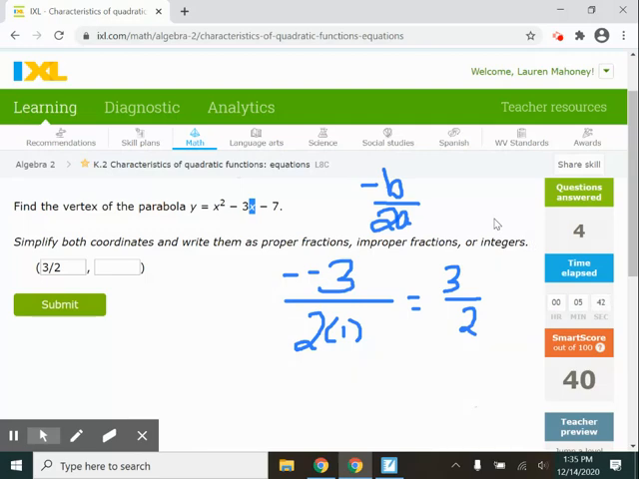So if I type this in, I have 3/2 the quantity squared minus 3 times 3/2, and I'm typing this into my calculator right now, minus 7. The decimal that you get is negative 9.25, but again, I can't put in a decimal, so I have to change it to a fraction, and that fraction is going to be negative 37 over 4.